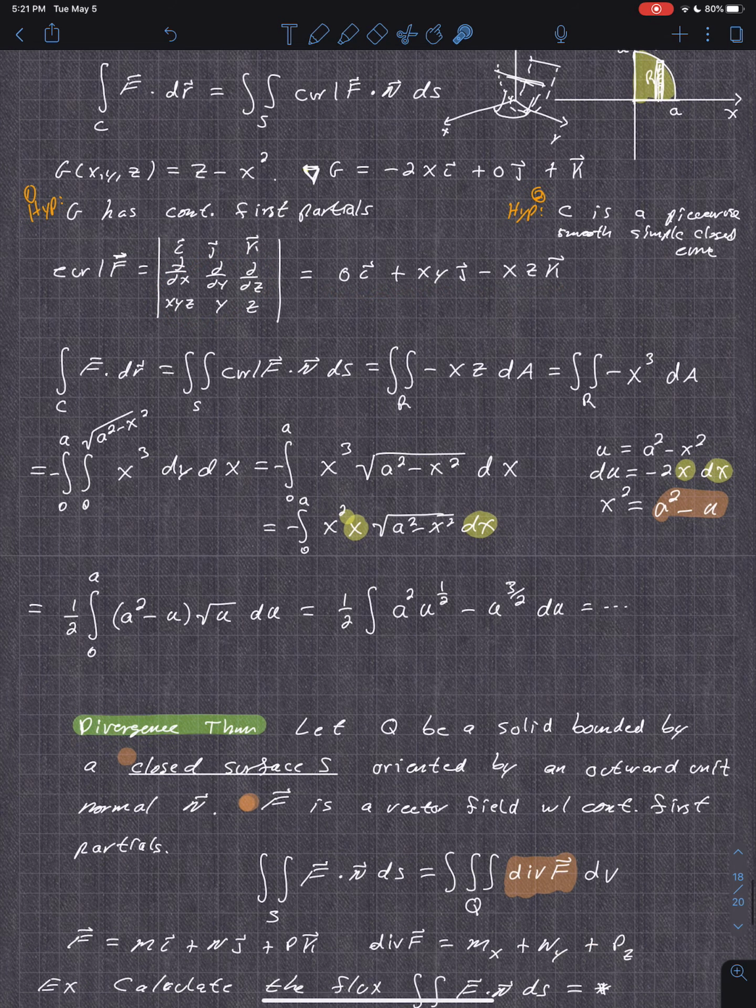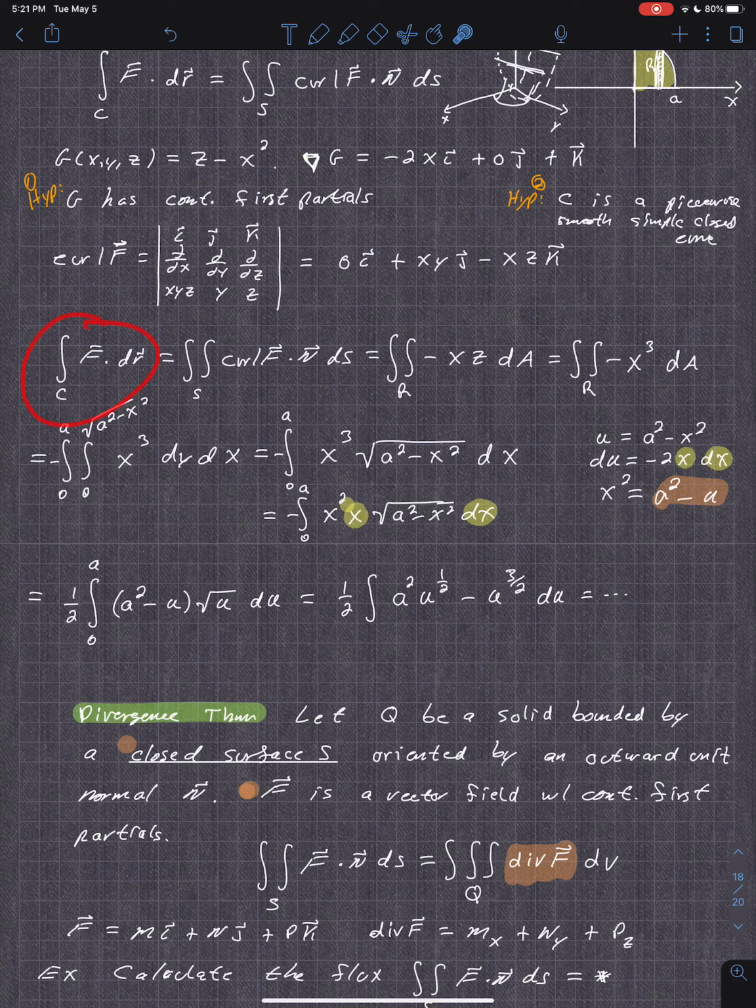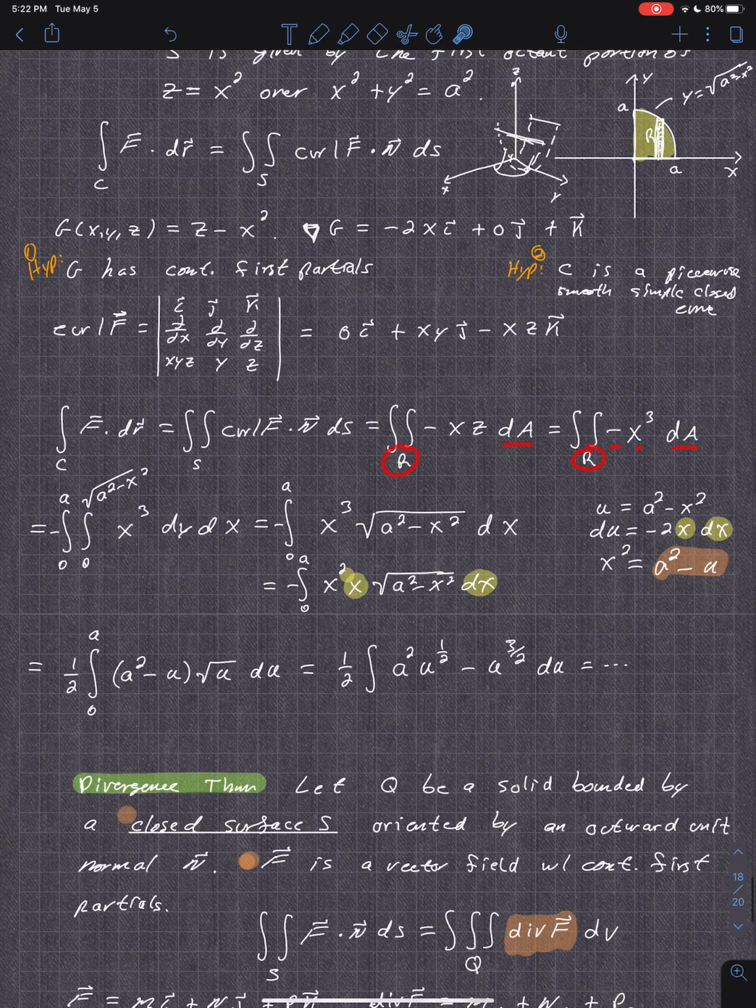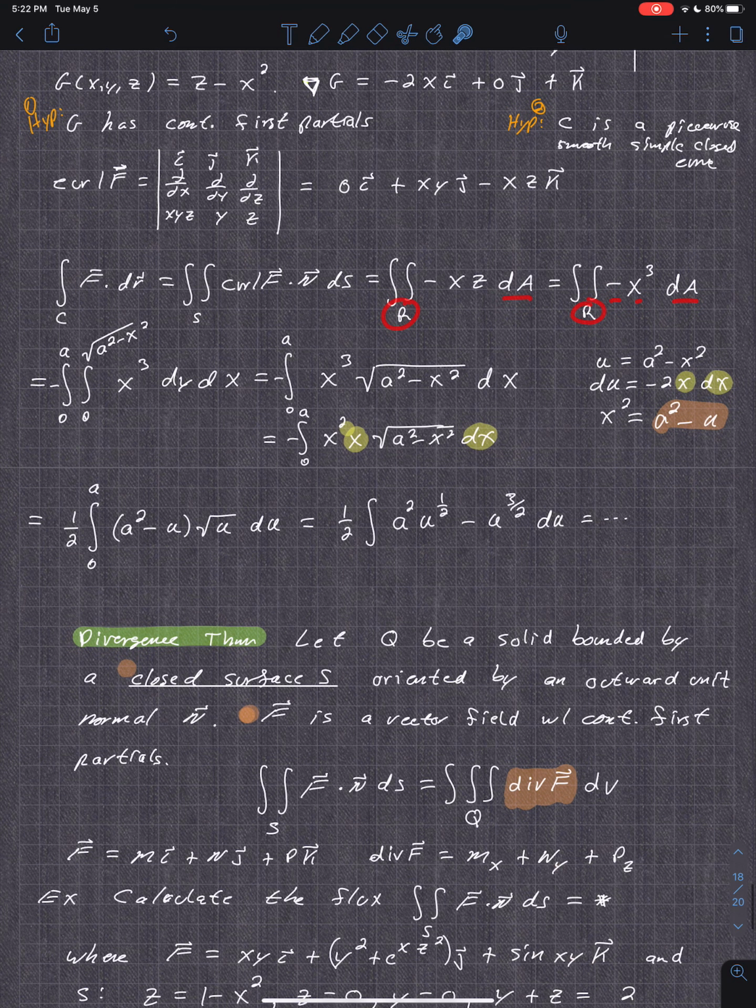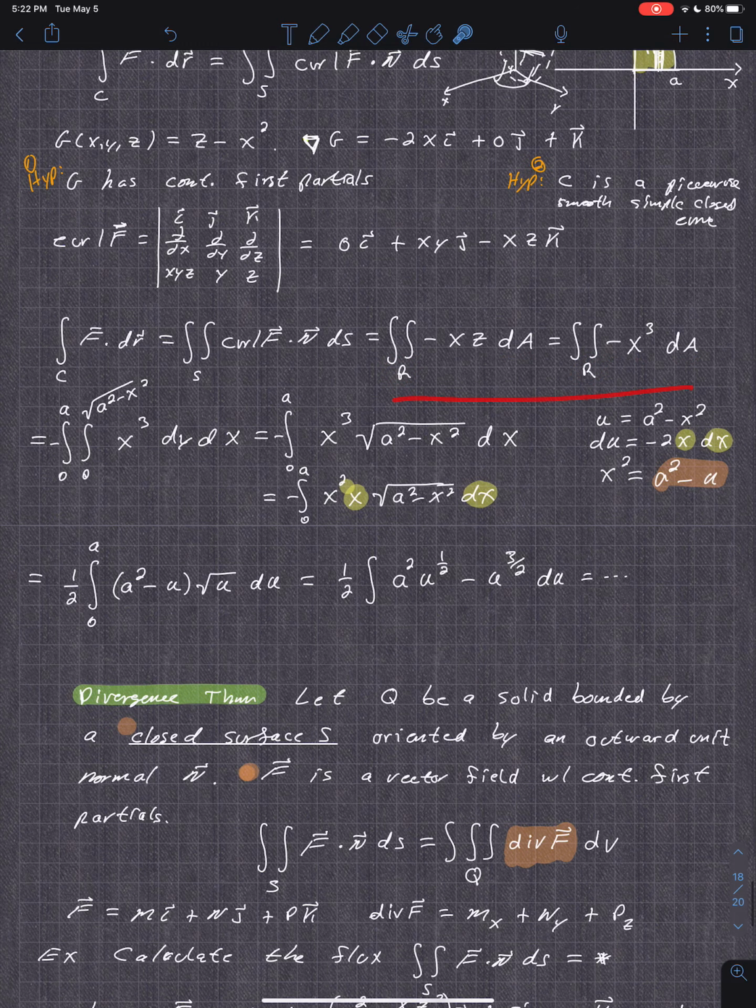Then the line integral is the curl of f dot s, and then I went ahead and put this in the parametric form or the component form of your negative x z dA and negative x cubed dA. So that's over the region R. So this is your region R that we're talking about. Okay, so now once you're down to this step, the rest is just like we've done before.